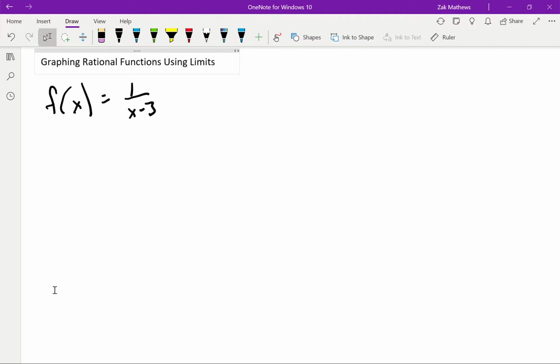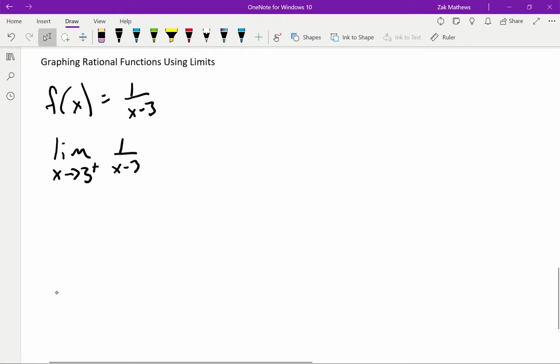For instance, here we can see that we think the vertical asymptote is going to be at x equals 3, but let's show that. The way we can show that is by taking the limit as x goes to 3, and I do want to specify from left to right, of 1 over x minus 3. As we come at 3 from the right, those would be positive values, and so this thing would be going to positive infinity.